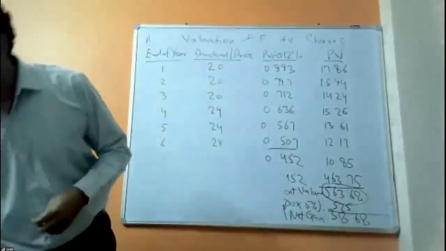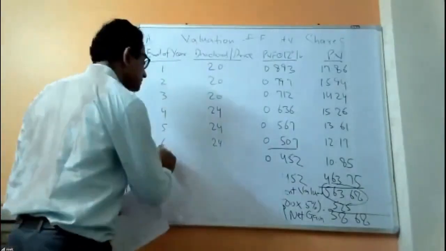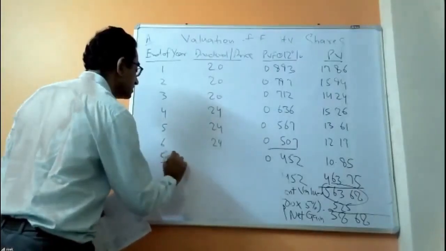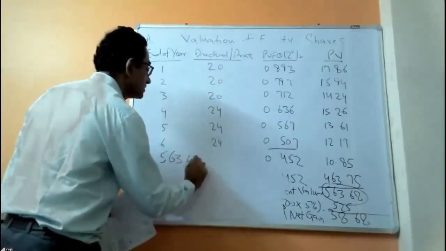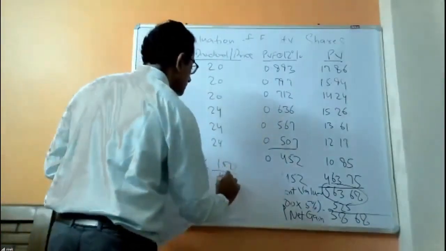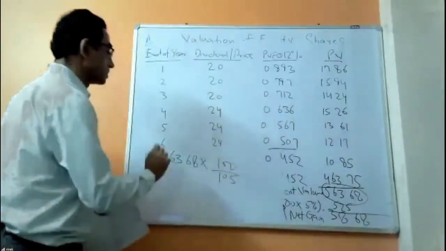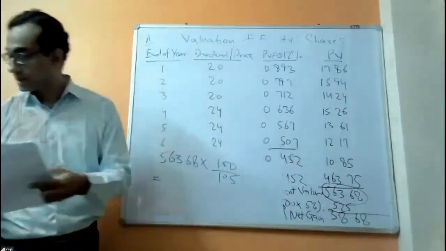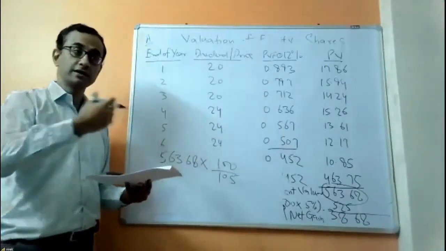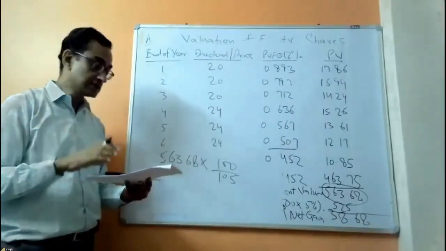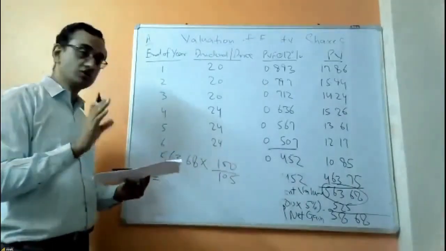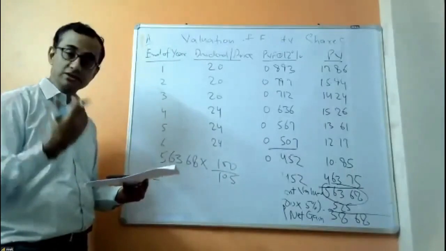So it will be 563.68 into 100 upon 105. Because the price the investor is willing to pay will obviously be inclusive of these incidental expenses. So he will be willing to pay a price excluding the incidental charges. That price he would be willing to pay.